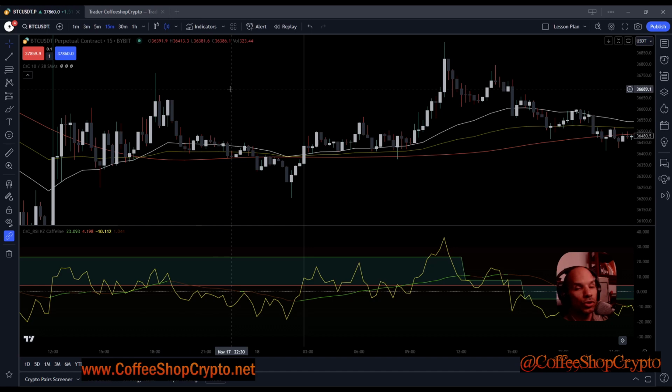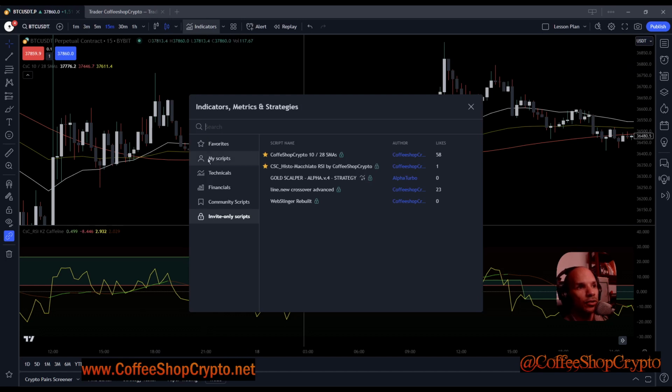Once you do get access, you're going to get a message on your screen or in your inbox, on your phone, whatever. You're going to go to your indicators, and under invite only, you will see the indicator. It's going to add itself there once I give you access, okay?